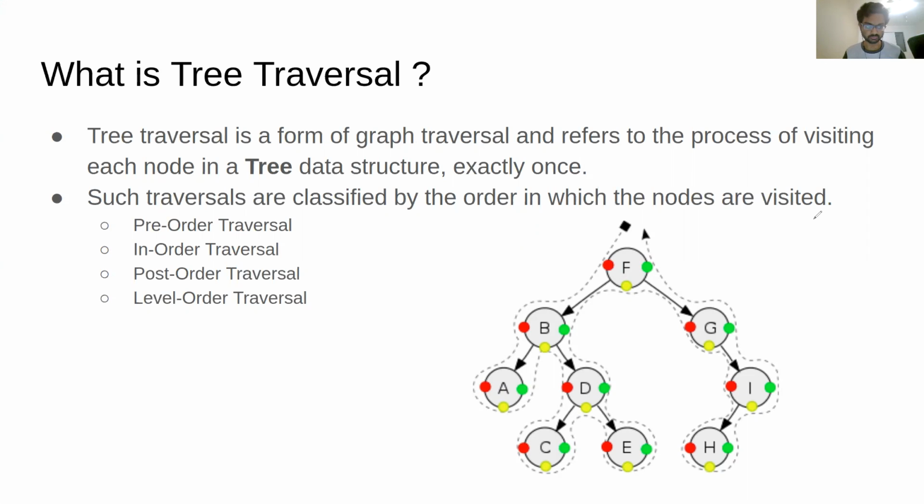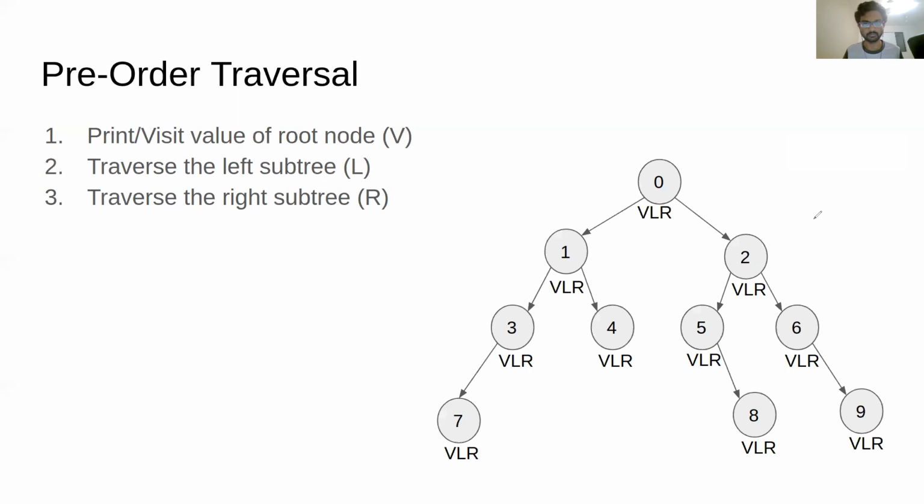Such traversals are classified by the order in which the search is done. They are classified into mainly four types. They are pre-order traversal, in-order traversal, post-order traversal, and level order traversal. So we'll look at all of them one by one.